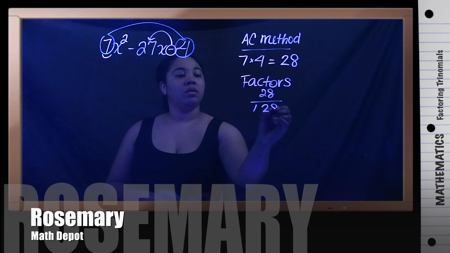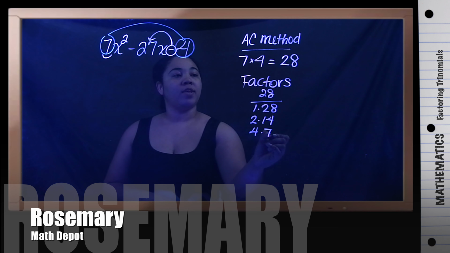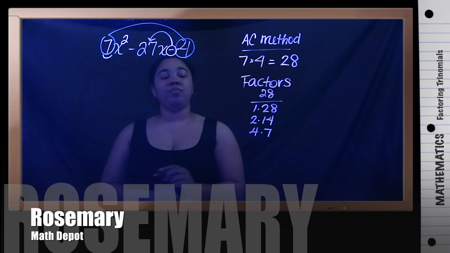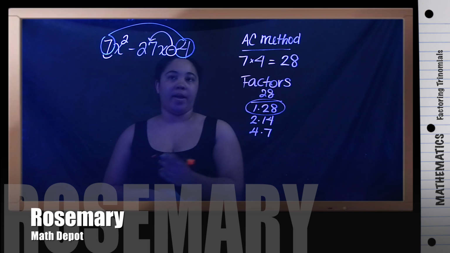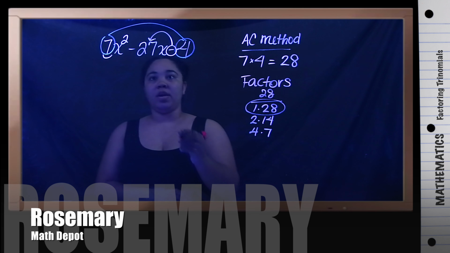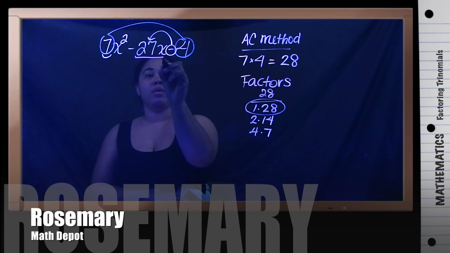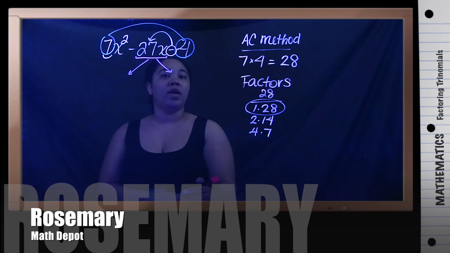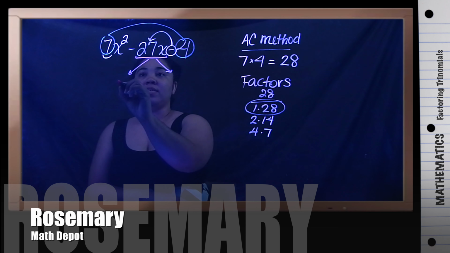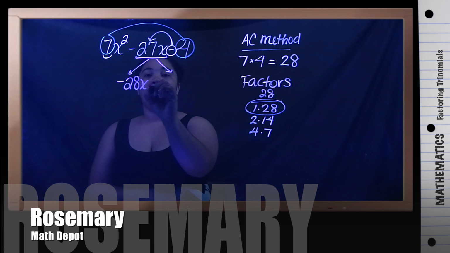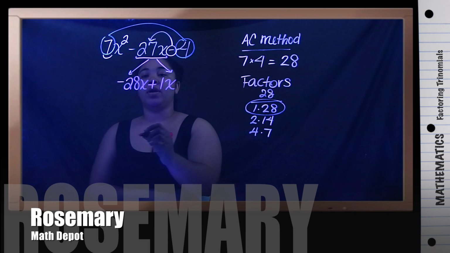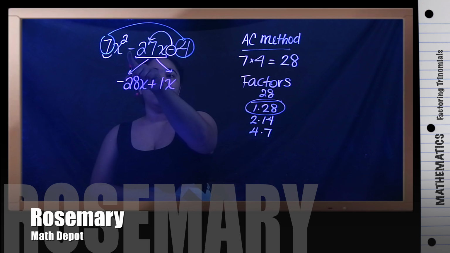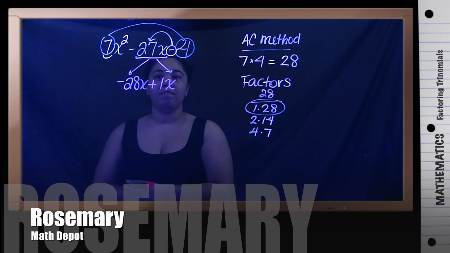1 and 28, 2 and 14, 4 and 7. The only ones that subtract to give you 27 are 1 and 28. So what the AC method is, I'm going to take the middle term and break it down using 1 and 28. I'm going to make this a negative 28x and a positive 1x, because negative 28 plus 1 gives you a negative 27 in the middle.